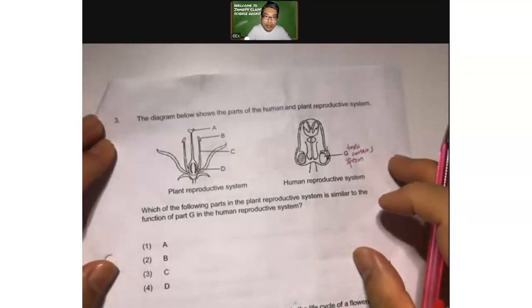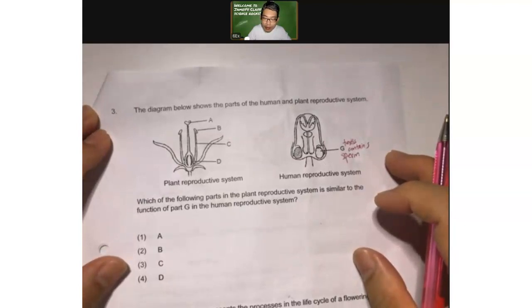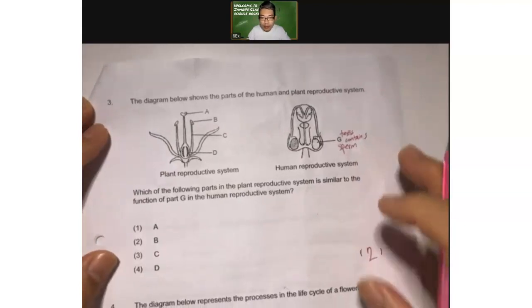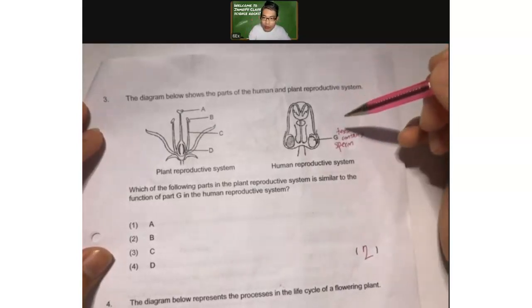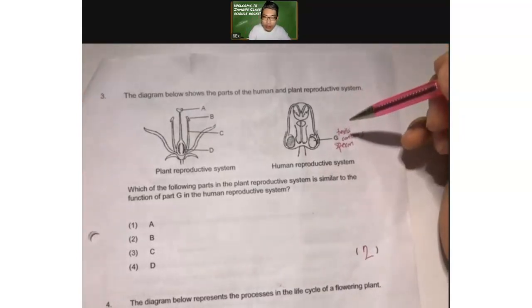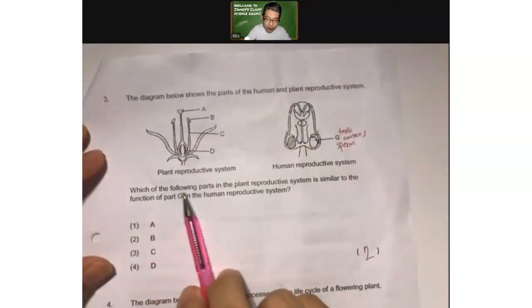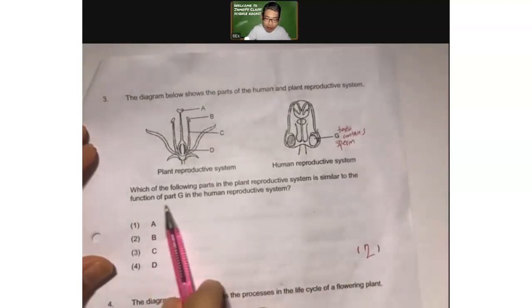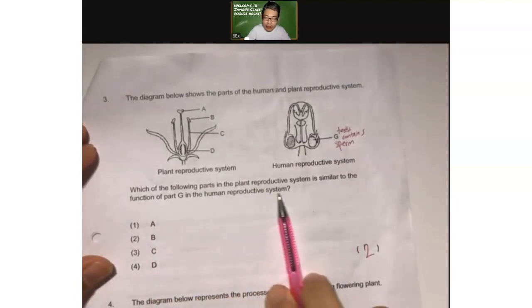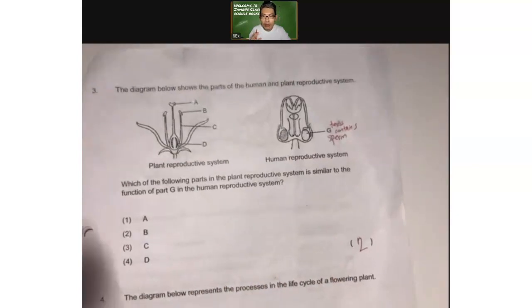Next one, the diagram shows the parts of a human and plant reproductive system. For those in my class, we just started on the human reproductive system, so you are allowed to try this question one more time. If you got this wrong, not to worry, because we just started learning this just yesterday. Which of the following parts in the plant reproductive system is similar to the function of part G in the human reproductive system? So we are talking about comparing the male and female parts of the plant as well as animal.